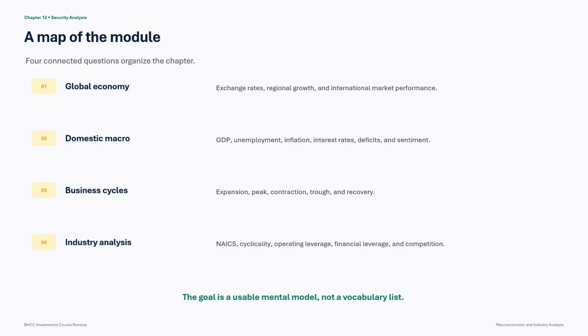Question 2 is the domestic macroeconomy. We examine GDP, unemployment, inflation, interest rates, budget deficits, and sentiment. Each indicator answers a different question. GDP measures production. Unemployment describes labor market slack, but it often turns after the cycle has already changed. Inflation affects purchasing power, wages, input costs, and policy.